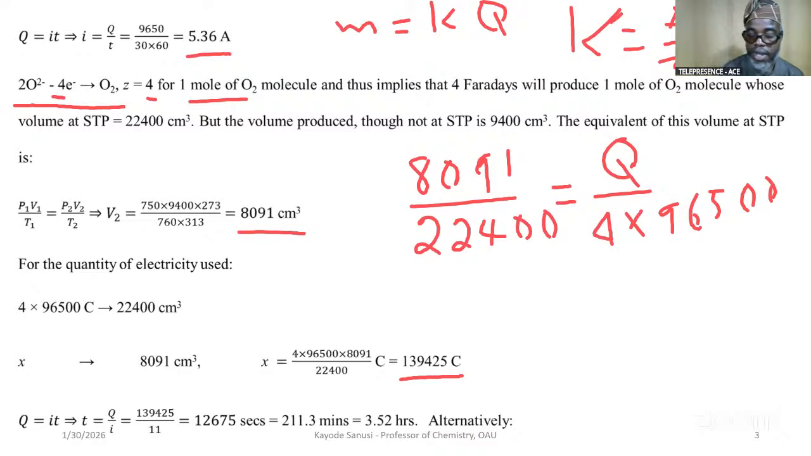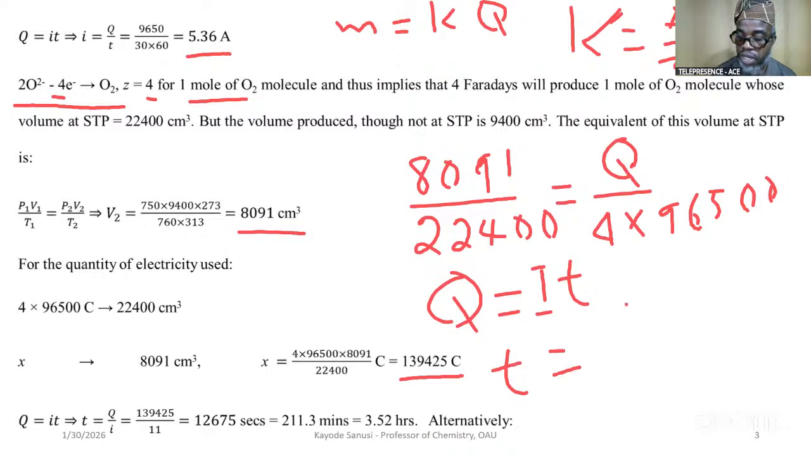139,425 coulomb. And then from there, we can obtain the time that it will require to finish this electrolytic process from Q equals IT. The Q is known, so I is given as 11 ampere, so T is going to be Q over I. So the value of Q can be imputed, and the value of I given, which is 11 ampere, can also be imputed.